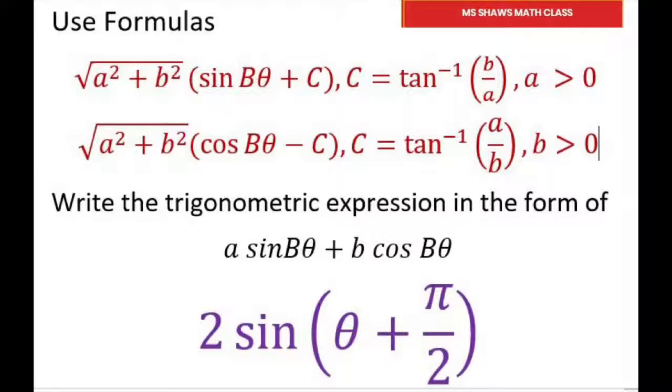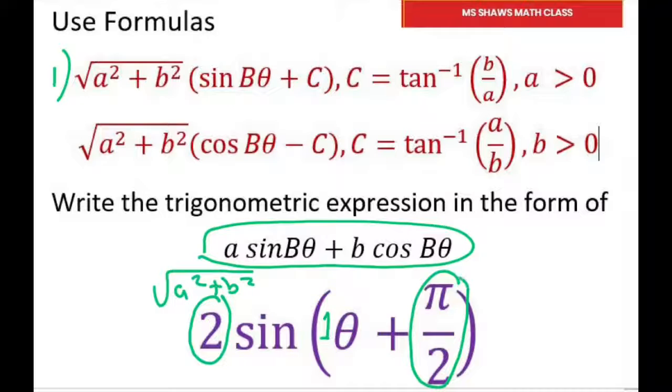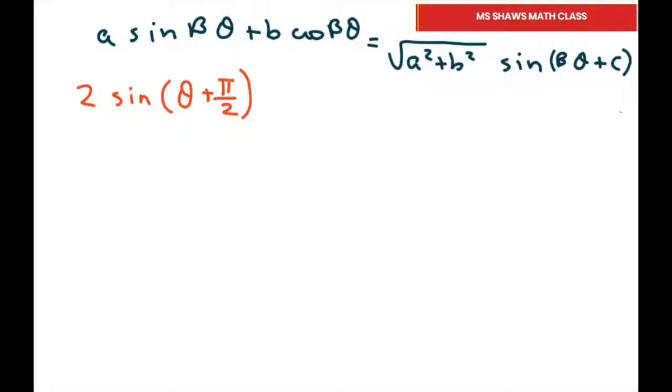Hi everyone, we're going to use this top formula here to write the trigonometric expression in this form here. So if I'm using this formula here, the 2 is my square root of a squared plus b squared. My b would be 1, and this is my c. Just keep that in mind because we want it to look like that. Here we have it, and we're going to write it looking like that.